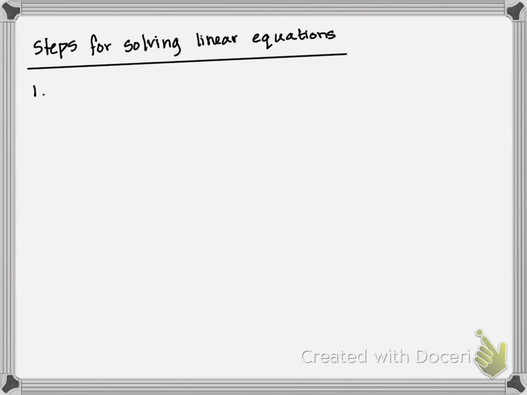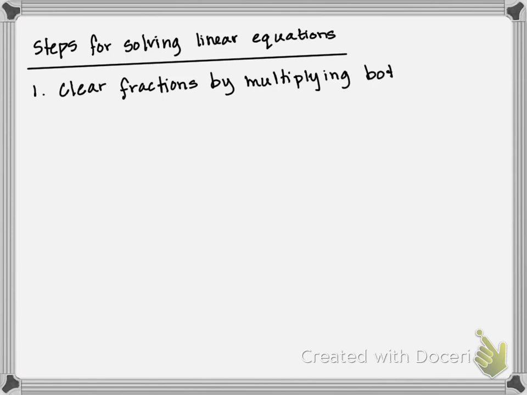So the first step is always to clear fractions by multiplying both sides of the equation by the LCM of all denominators.